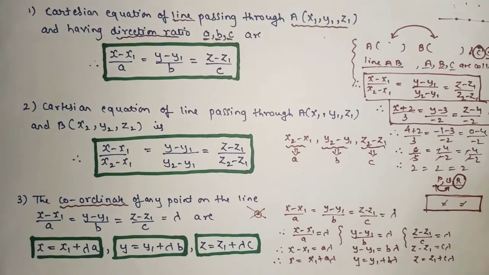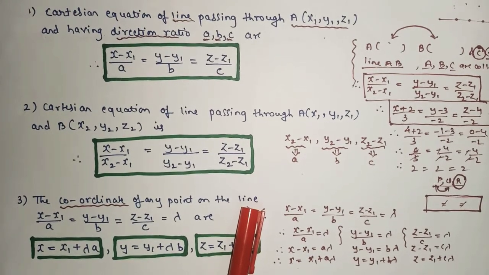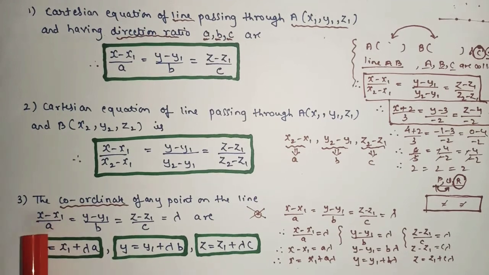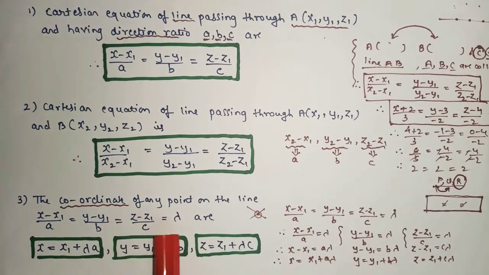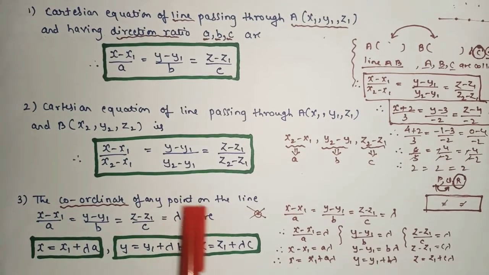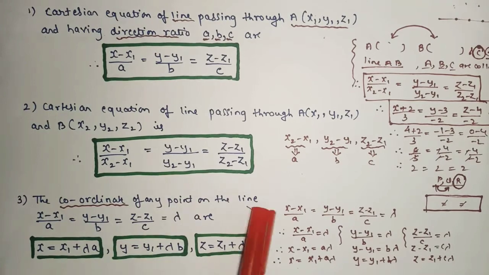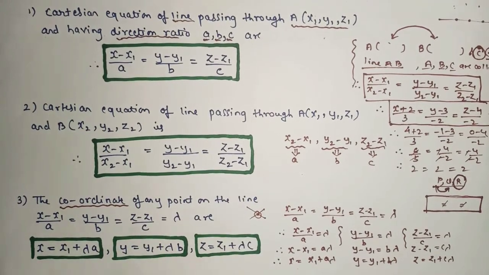Now let's see how to find the point of intersection by using the third concept, as we had done the sum with respect to the first and second formula. Now we'll see how to find the coordinates of any point on the line. Simply, you will have the Cartesian equation, and you will write each ratio equal to some constant, so here we'll take lambda, and after that we'll find the coordinates of any point on the line by using this concept.